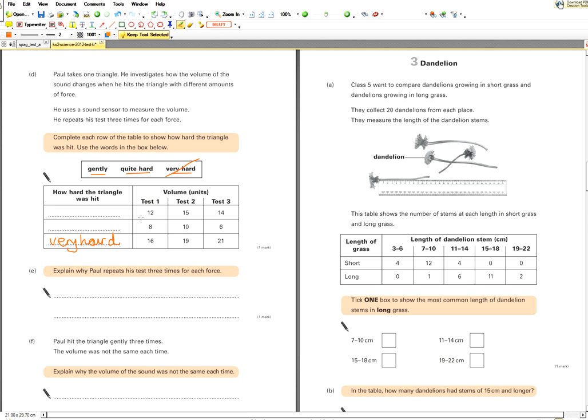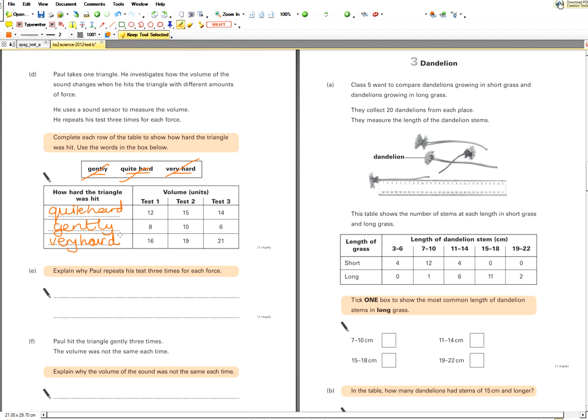Which one had the next in terms of loudness? The first one is there. So the first one, what are we going to use for that one then? Quite hard. Okay. And the next one, which is the lowest volume, that would be the gently.